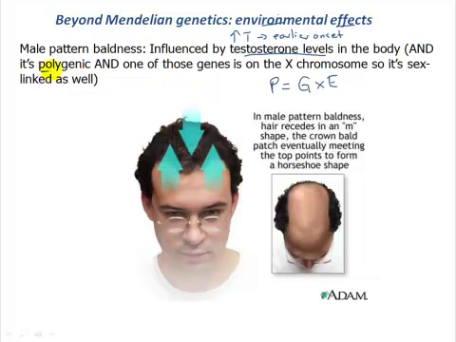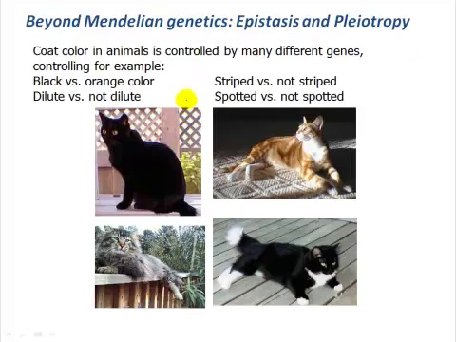There are actually multiple genes that have been identified that influence the onset of male pattern baldness, and one of those genes is on the X chromosome, so it's sex-linked as well. So this is one of the most complex traits that we could imagine. It is polygenic, multiple genes. One of them is X-linked, so we've got X-linked expression as well, and it's environmentally influenced. All right, what else can we see?